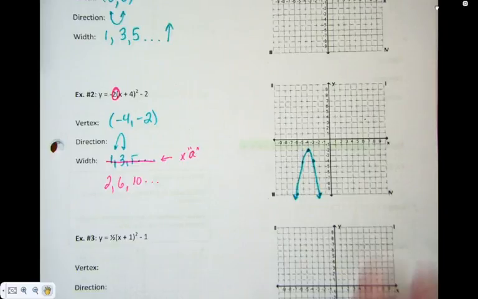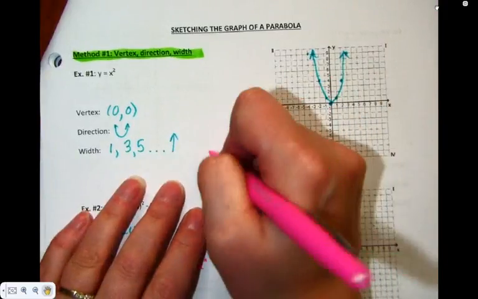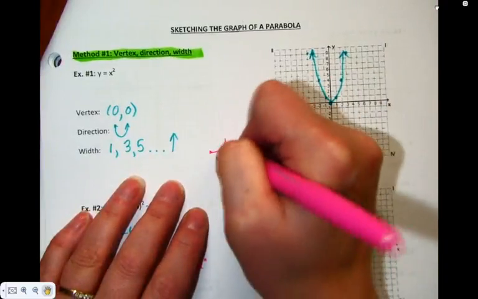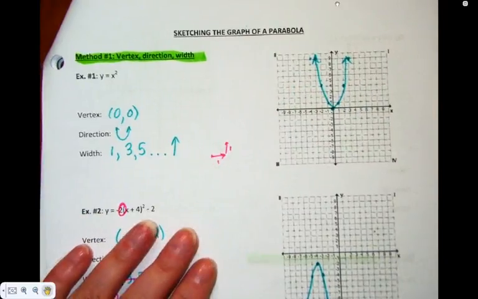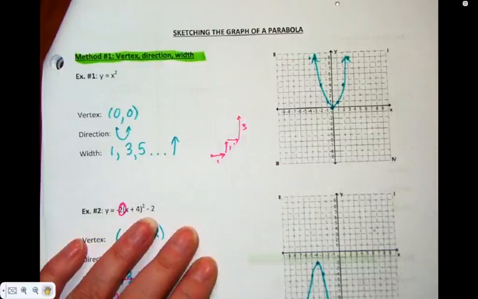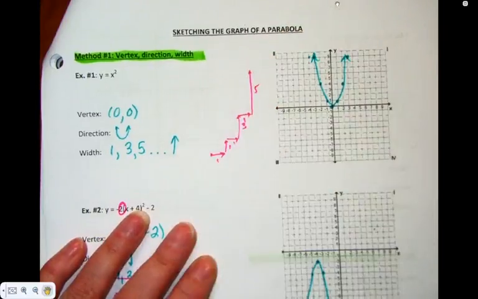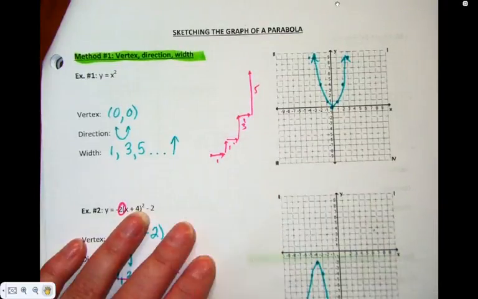I'm just going to go back and add a few notes about the width, so when you look back, you can see what we talked about. What I did from the vertex is I counted over 1, up 1 in this very first one. Then I counted over 1 and up 3. Then I counted over 1 and up 5. And if I had room, I would have kept going, and then I came back and did the same thing on the left-hand side.